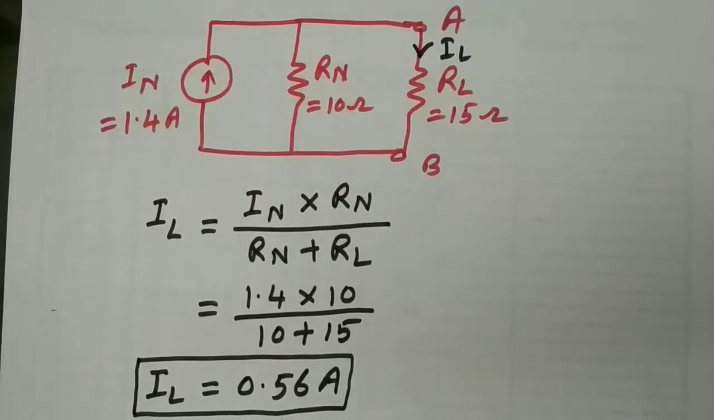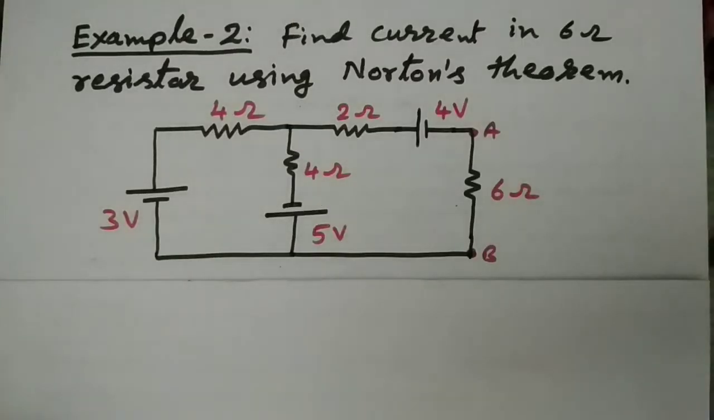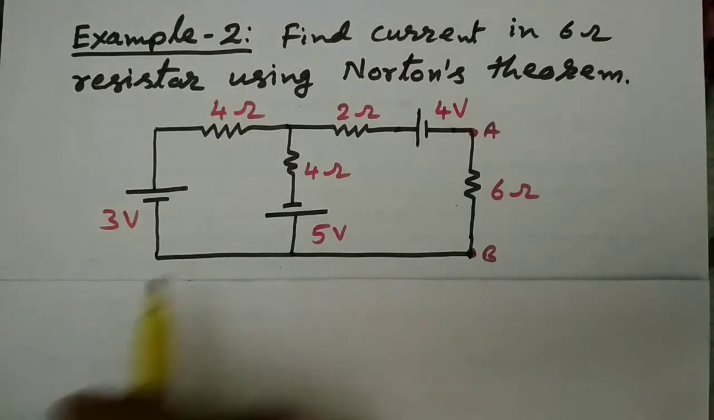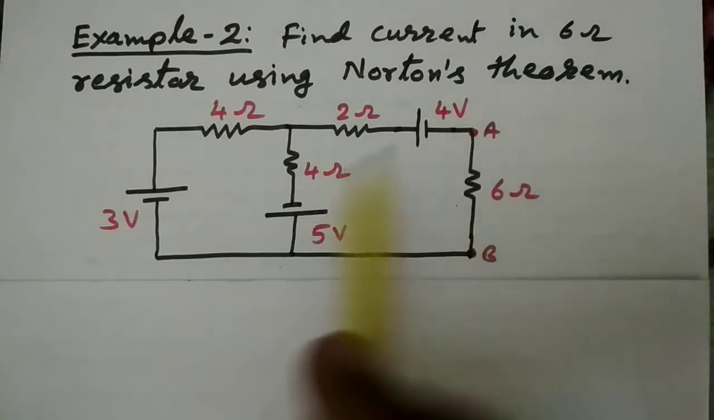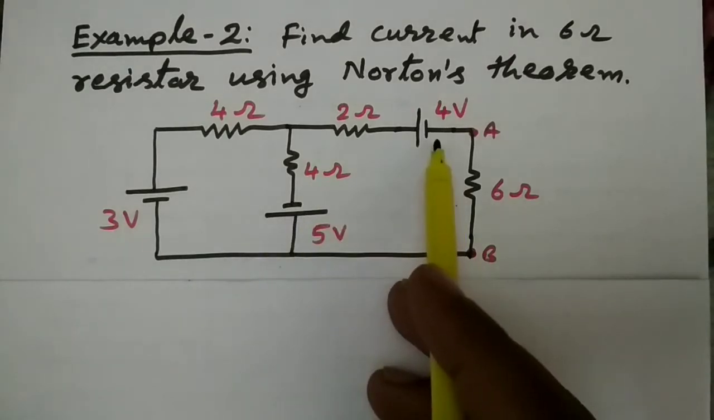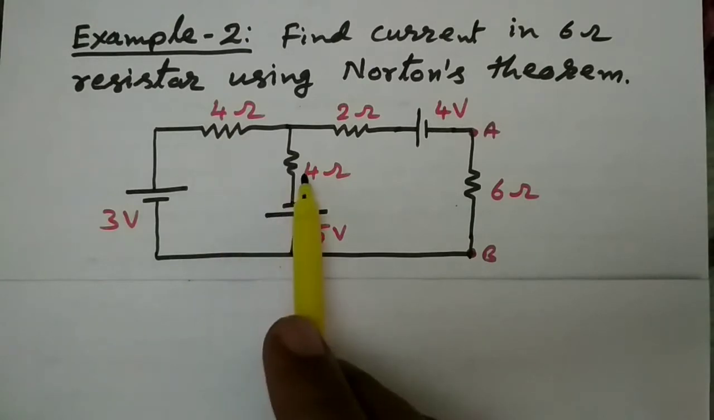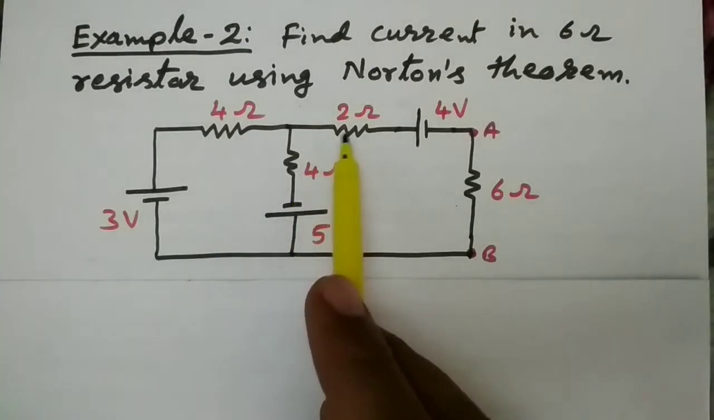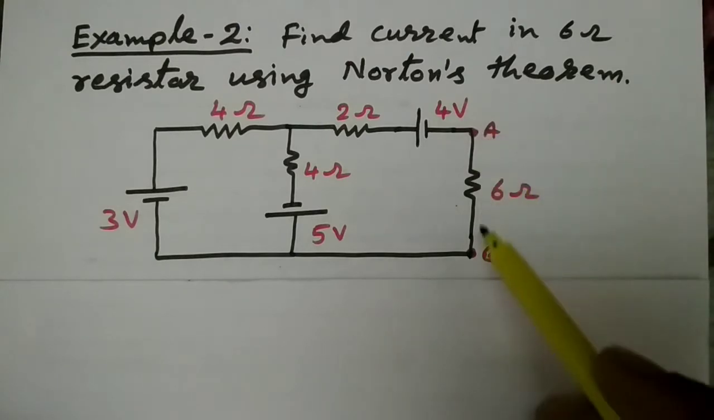So this is the concept. Now the second example. Here we have to find the current in 6 ohm resistance using Norton's theorem. The circuit is given here: 3 volt, 5 volt and 4 volt, and there are some resistances, that is 4 ohms, 4 ohms and 2 ohms, and the load resistance 6 ohm is connected across A and B terminal.